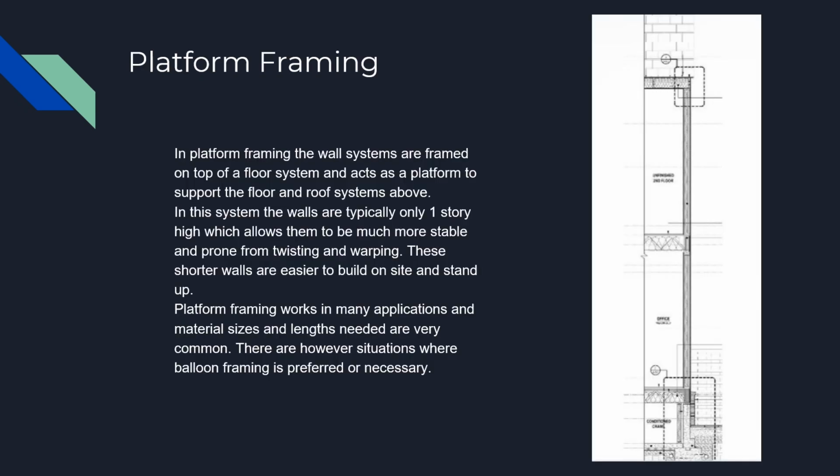In platform framing, the wall systems are framed on top of a floor system that acts as a platform to support the floor and roof systems above. In these systems, the walls are typically only 1 story high, which allows them to be much more stable and less prone to twisting and warping. These shorter walls are easier to build on site and stand up. Platform framing works in many applications, and material sizes and lengths needed are very common. There are, however, situations where balloon framing is preferred or necessary.